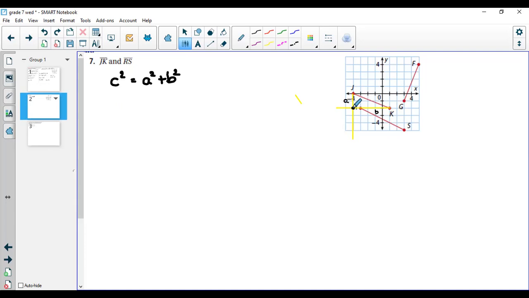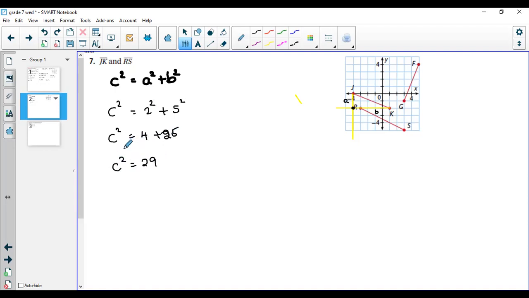So now count from this point, how many units are there for A? From here to J, how many points do we have? From here to here, it's 2. So I'm going to write c square is equal to 2 square plus b square, from this point where they meet till this point K. How many squares do we have? 1, 2, 3, 4, 5. So we write it as 5 square. So c square is equal to 4 plus 25, because 5 square is 25. So c square is going to be equal to 29.